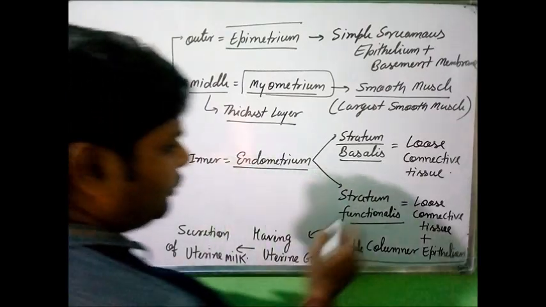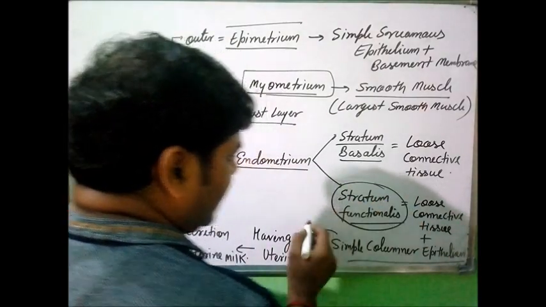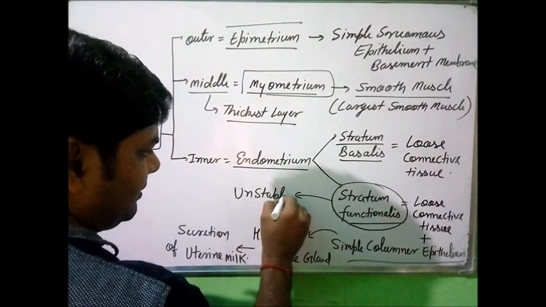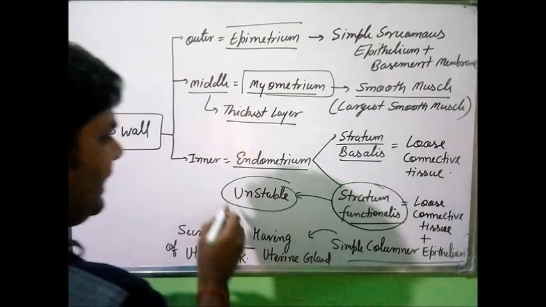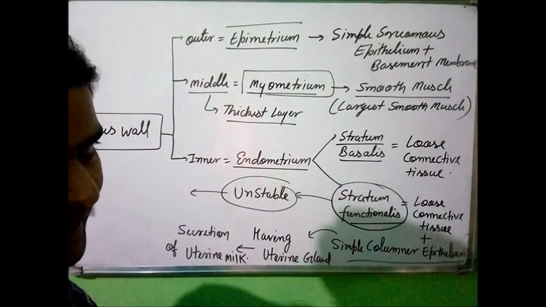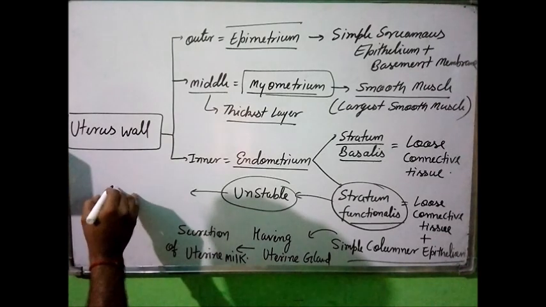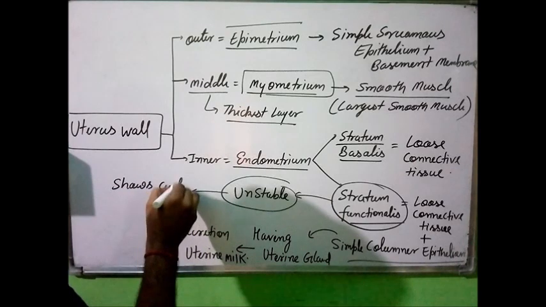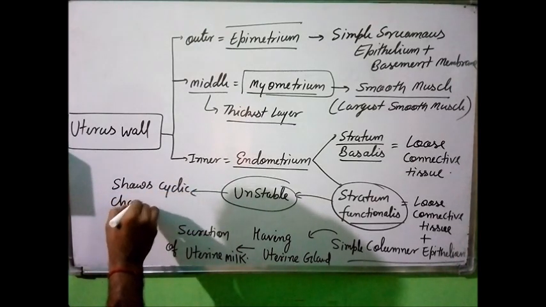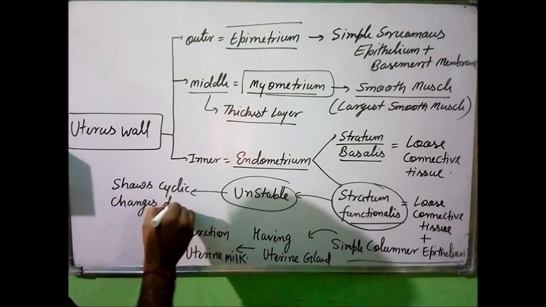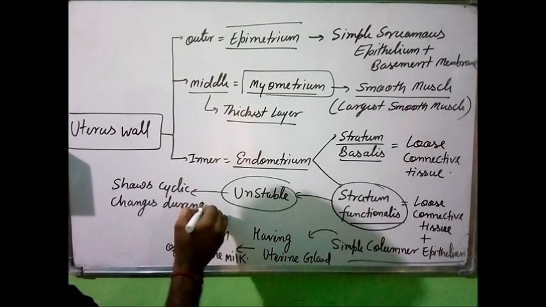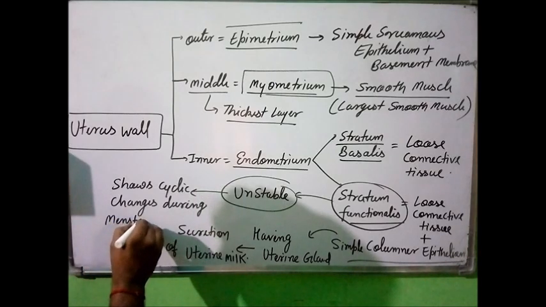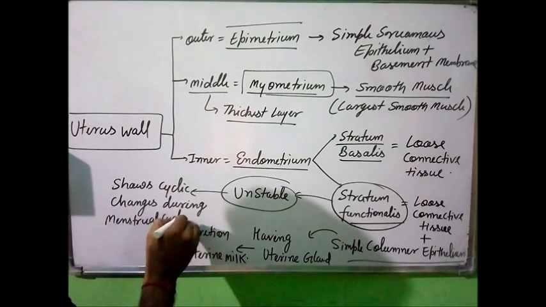I have told you this layer is not a stable layer, it is an unstable layer, because it undergoes cyclic changes during the menstrual phase. So it shows cyclic changes during the female reproductive cycle, that is, the menstrual cycle.